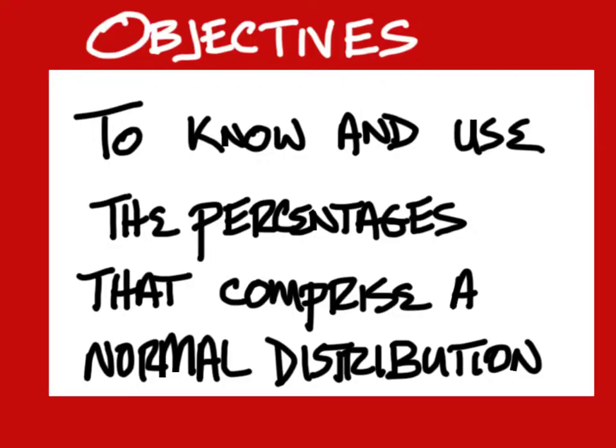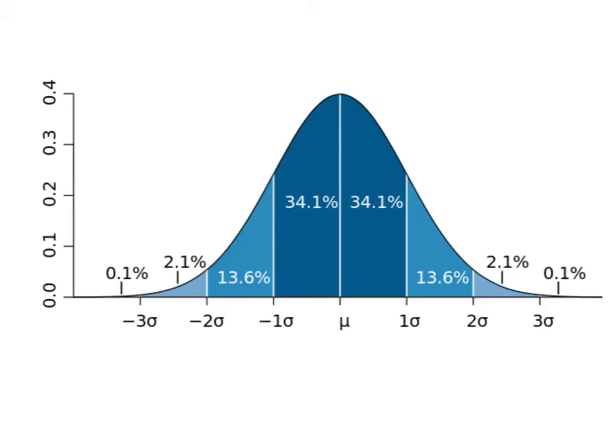To know and use the percentages that comprise a normal distribution. This is what a normal distribution looks like. Remember that what we just finished was we would find the average, which is here. This symbol here, it looks like a funny looking U. It's actually called mu, M-U, mu, and it means the average.